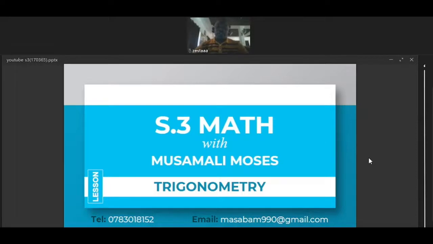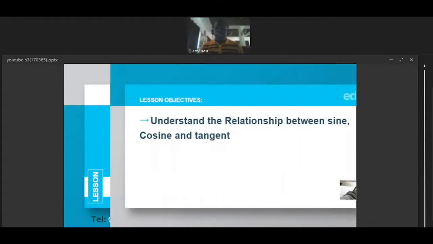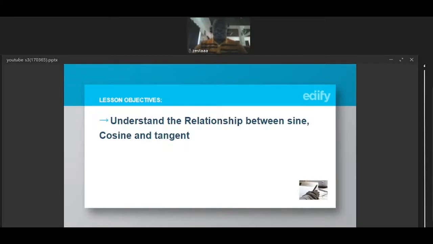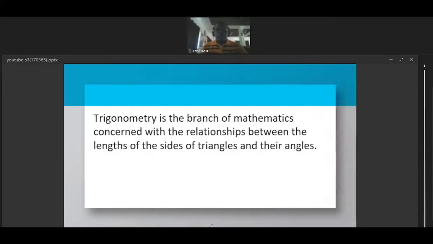Now, I'm going to look through a topic called trigonometry from the introductory part of it. By the end of this, we need to understand the relationship between the sine, the cosine, and then the tangent. Those are the three concepts that we are going to understand and analyze as we go through this given topic. Now, what do we mean by trigonometry?